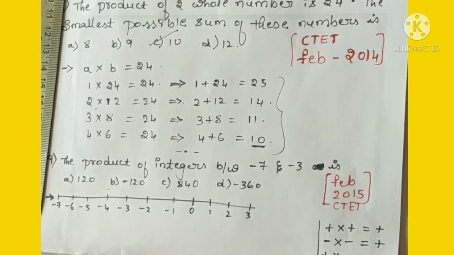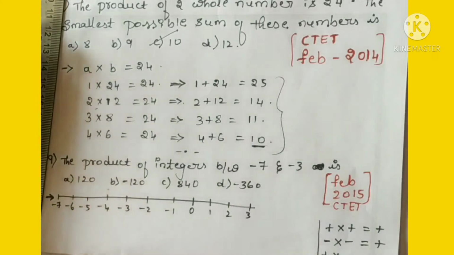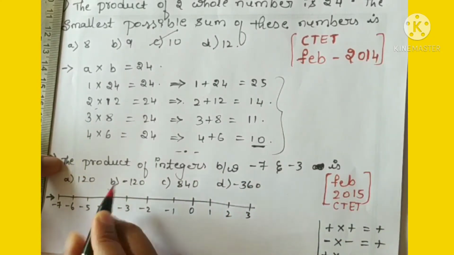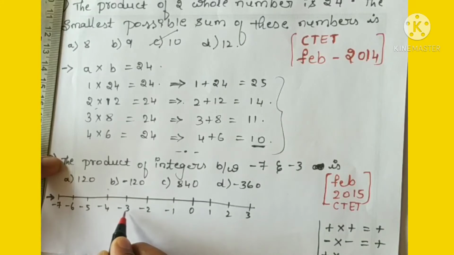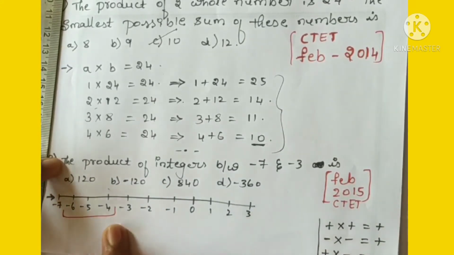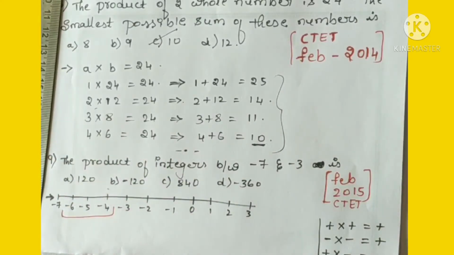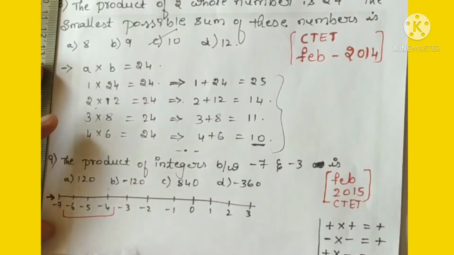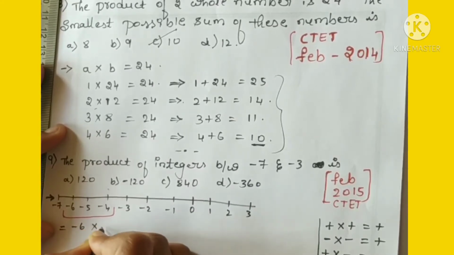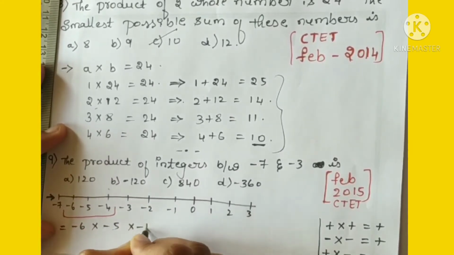Now in this question they ask for the product of integers between -7 and -3. The integers which are present between -7 and -3 are these: -6, -5 and -4. Now we just multiply. Product means we have to multiply, that is -6 into -5 into -4.